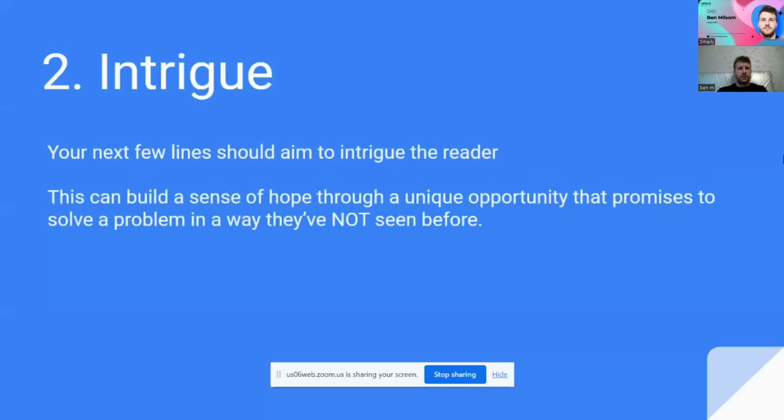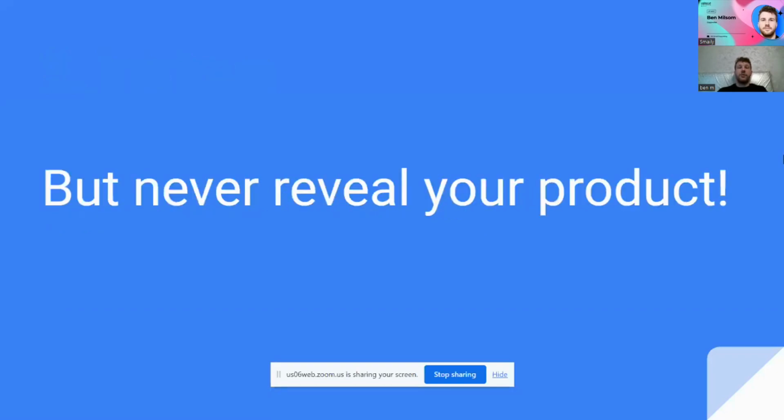So your next few lines need to intrigue the reader, so it can build a sense of hope through a unique opportunity that promises to solve a problem in a way that they've not seen before. But never reveal your product. So that's the thing with these interest emails, is you're not actually revealing your product. You're just kind of presenting an opportunity as almost like a friend in their email inbox.